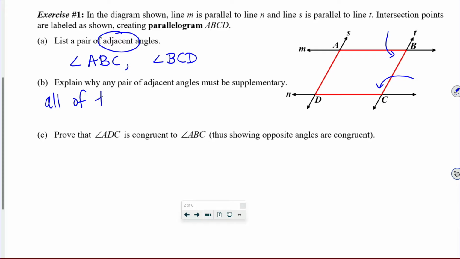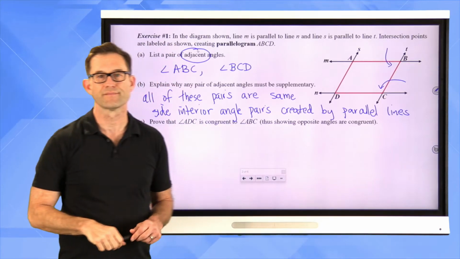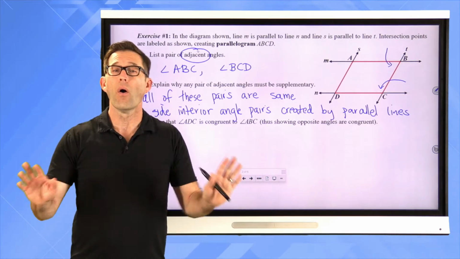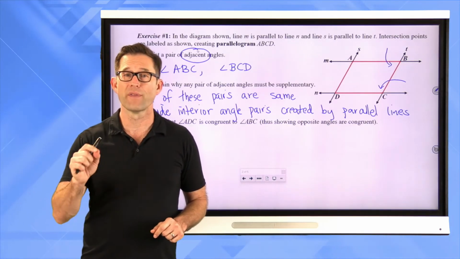All of these pairs are same-side interior angle pairs created by parallel lines. Awesome. Now that establishes one of the two angle facts. All adjacent angle pairs are same-side interior angle pairs created by parallel lines, and therefore they're supplementary.